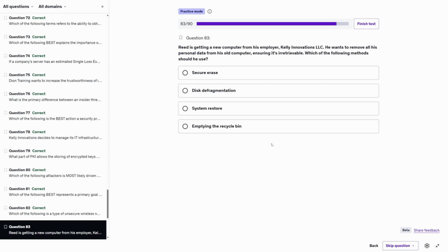Reed is getting a new computer from his employer, Kelly Innovations LLC. He wants to remove all of his personal data from his old computer, ensuring it is irretrievable. Which of the following methods should he use?